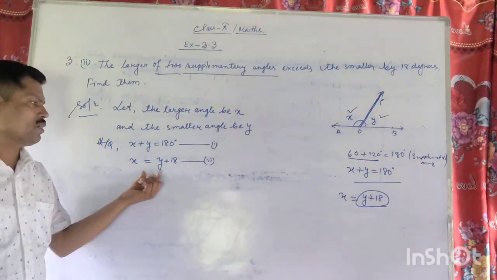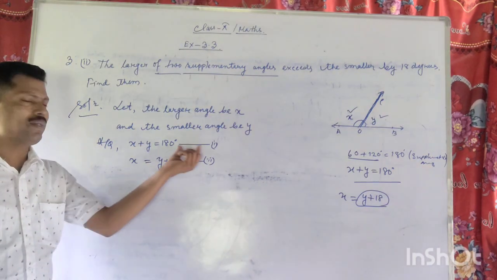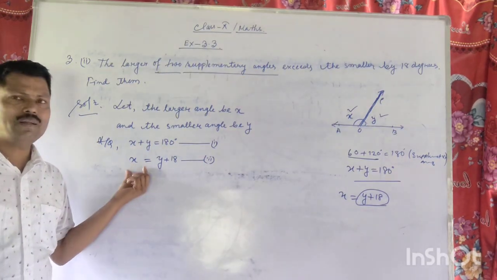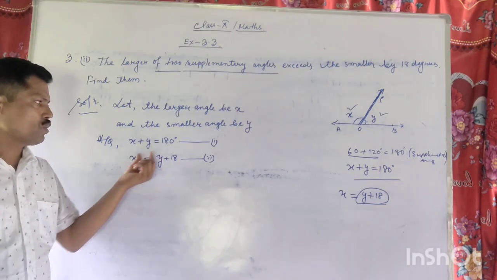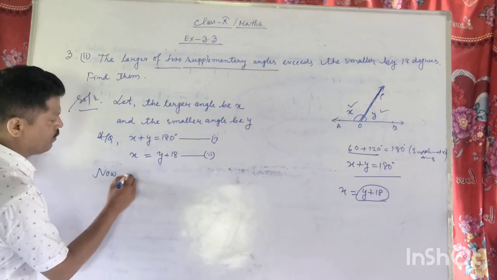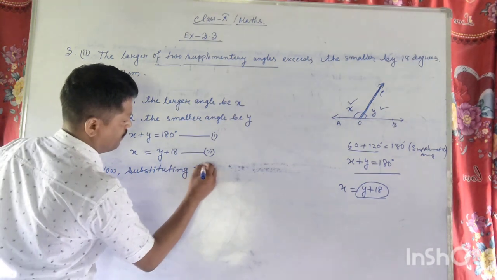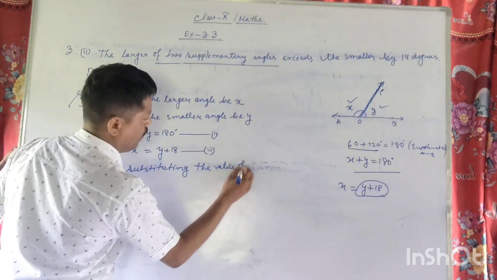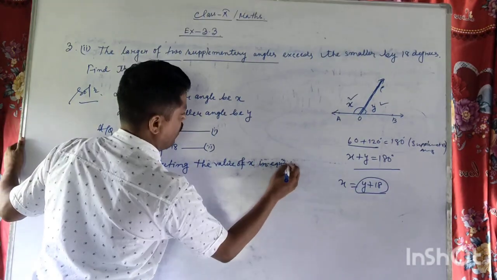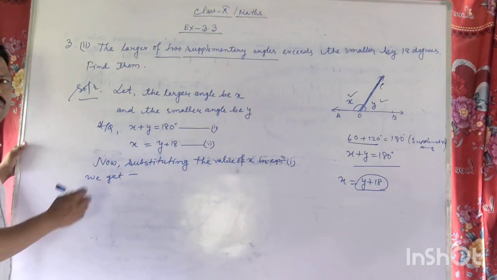Now here X is equal to Y plus 18. So if we put the value of X in equation 1, then we will get the value of Y. The larger angle is X and the smaller angle is Y, so we have to find this out. Now substituting the value of X in equation 1, we get, here what we get.